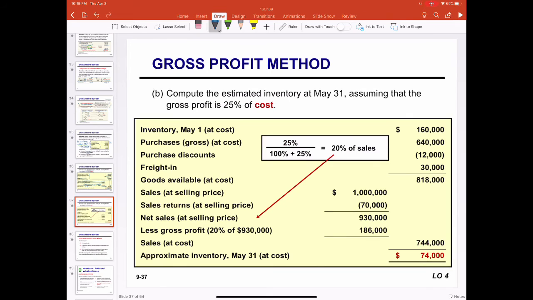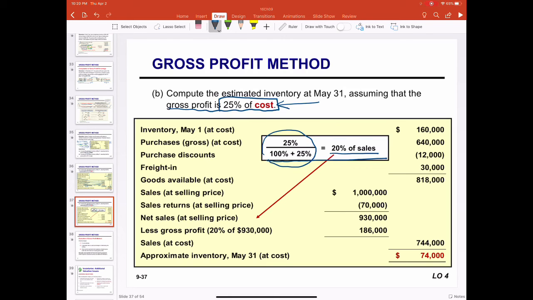The next one is we're given the gross profit of the cost. Keep in mind, this is of cost, not of sales. So we cannot use it directly. We first convert the percentage of cost into percentage of sales. Please refer to the prior slide for this conversion. Then we can get 20% of sales as the gross margin we can use directly.